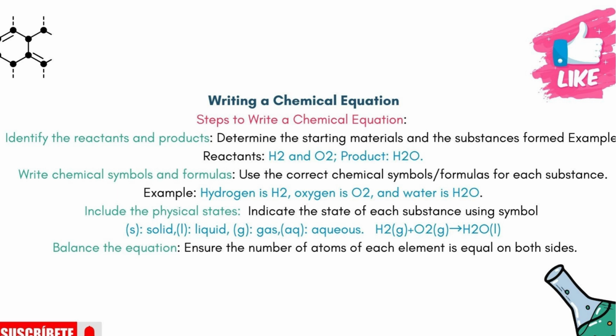Include the physical states. Indicate the state of each substance using symbols: S, solid; L, liquid; G, gas; AQ, aqueous. H2 + O2 = H2O. Balance the equation. Ensure the number of atoms of each element is equal on both sides.